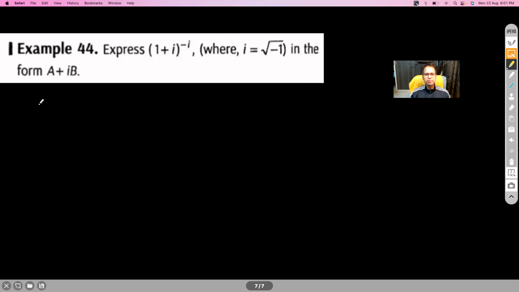So here we have this question. 1 plus i to the power minus i. Express this as a plus ib. So the question is asking you to write this as a plus ib, and of course you have to write the a value and b value as well while you are doing it. So indirectly you have to find your a and b as well. Try it out, everyone.